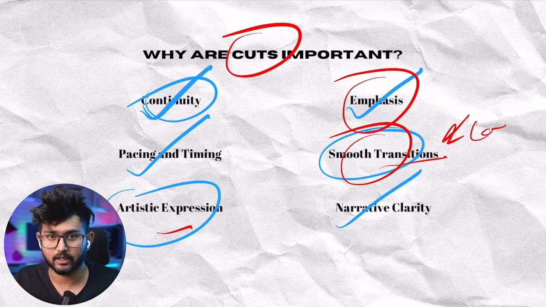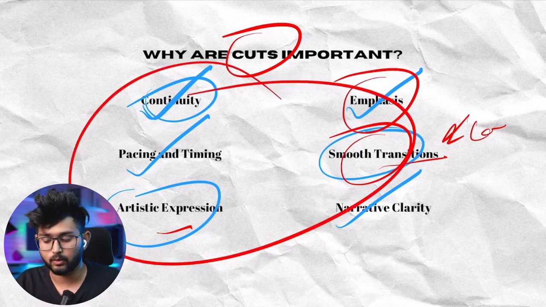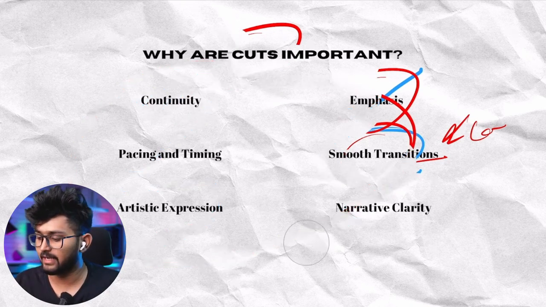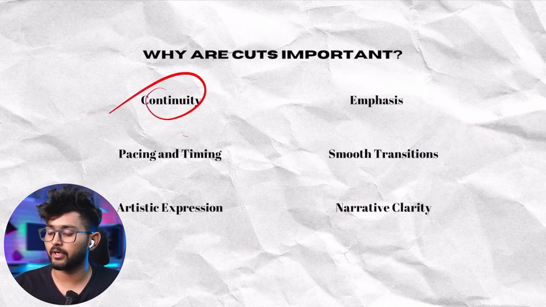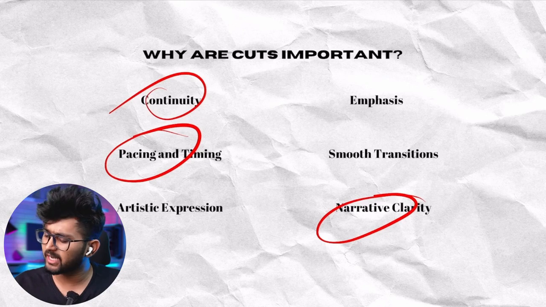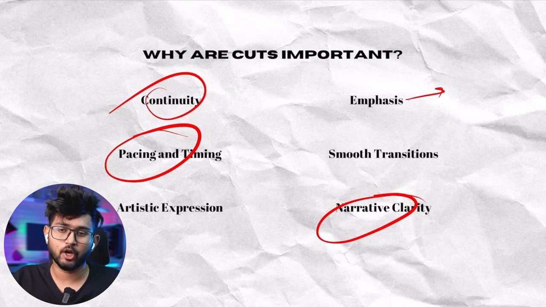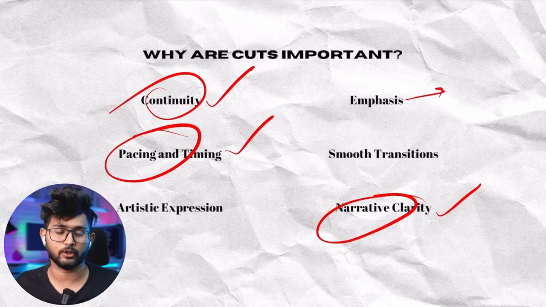Every final video which you edit might not end up having all these aspects, but what is very important among these is, first, continuity, and then pacing and timing. We also have emphasis on certain aspects of the scene. Continuity is important, pacing is important, narrative clarity is very, very important. Smooth transitions, not mandatory, but if you can, that's a good thing. Artistic expression, not a genuine requirement, but if you can, again, it's good. Emphasis on certain scenes, not exactly very important, but yeah. Continuity, pacing, timing, narrative clarity are the most important things while you do cuts. So much knowledge here.